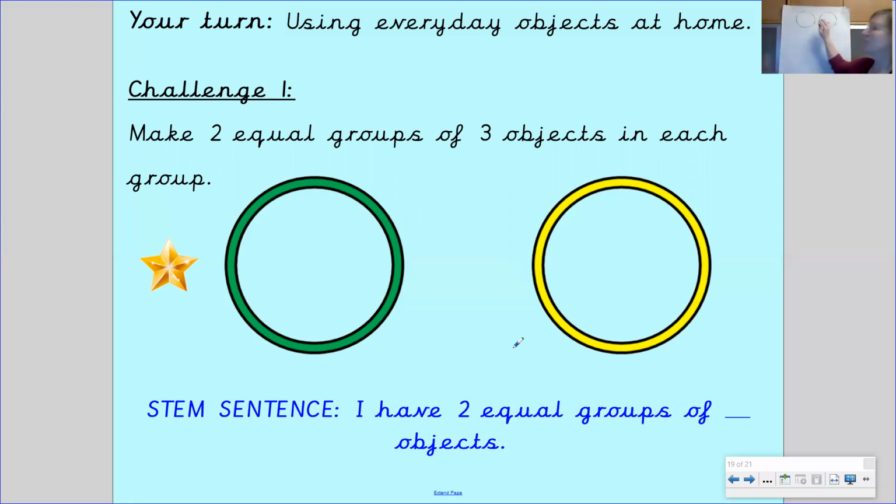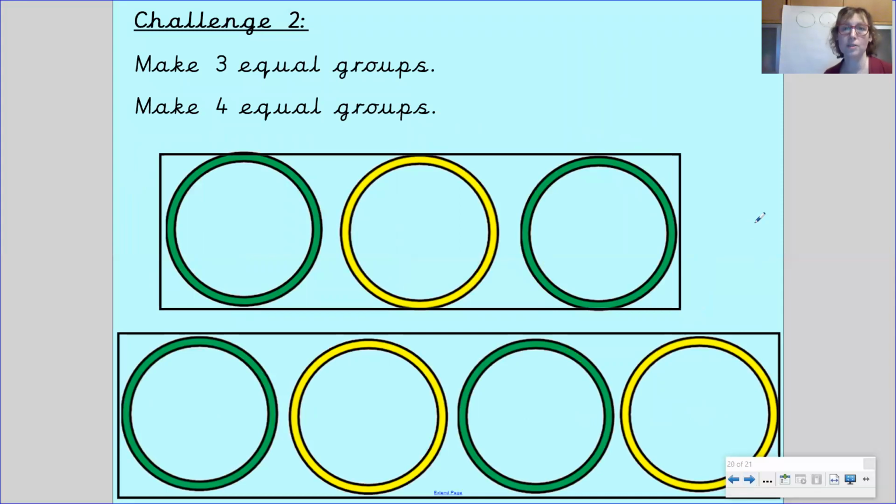And all we want you to do is take a photo of it and put it onto Tapestry. So just make your 2 equal groups, 3 items in each group. And then if you can write your sentence underneath that says, I have 2 equal groups of 3 objects, just like it is on the bottom of the screen here, then that's fantastic. So that's challenge 1.